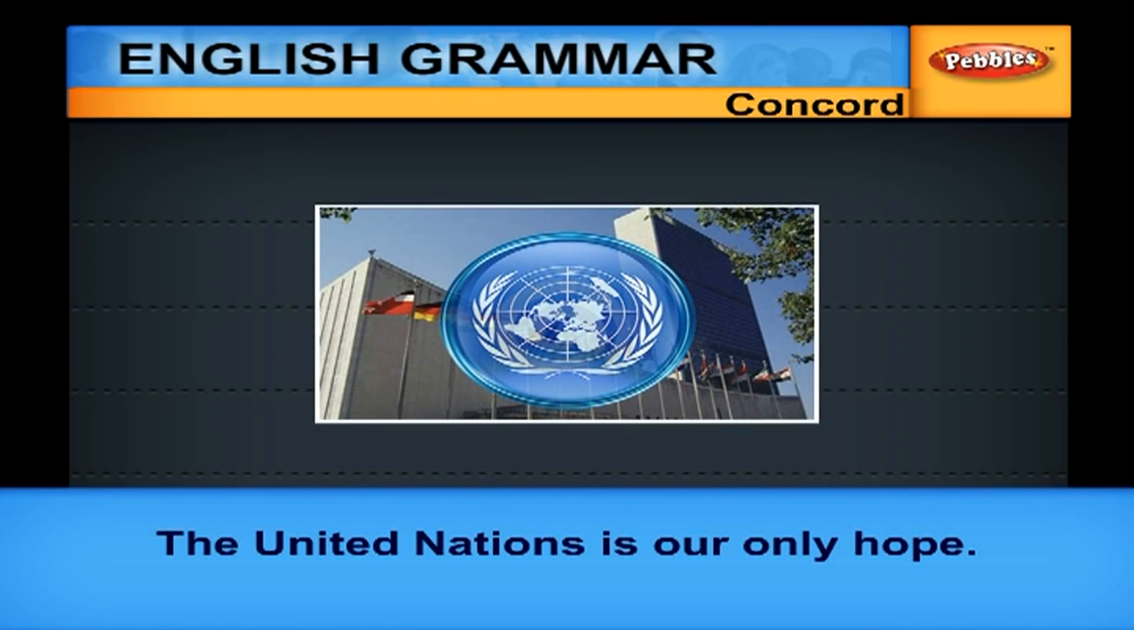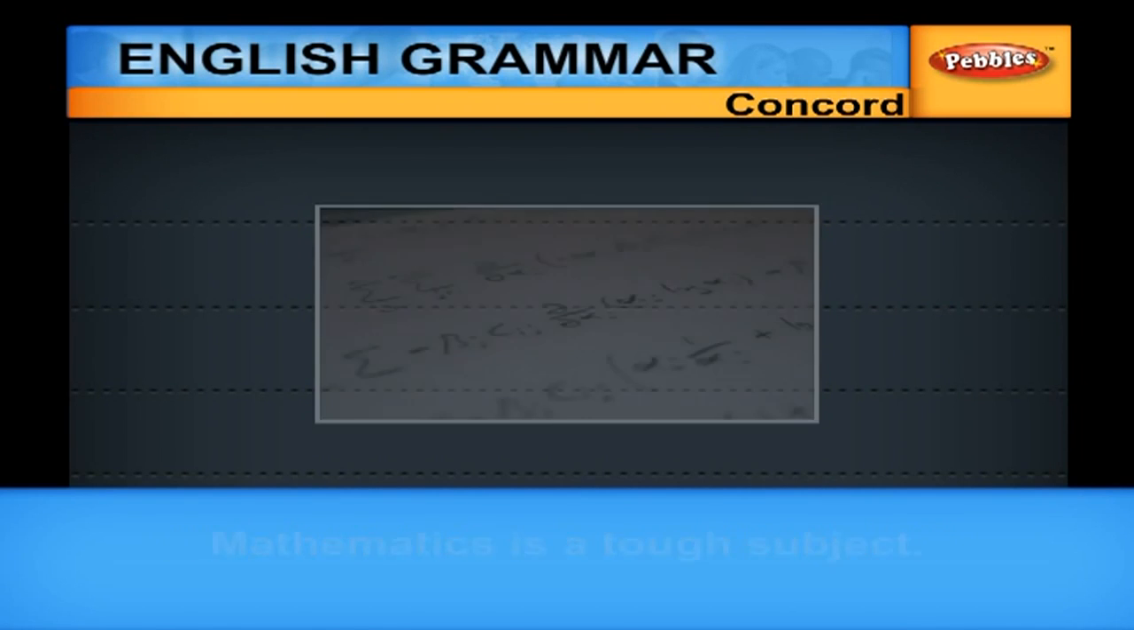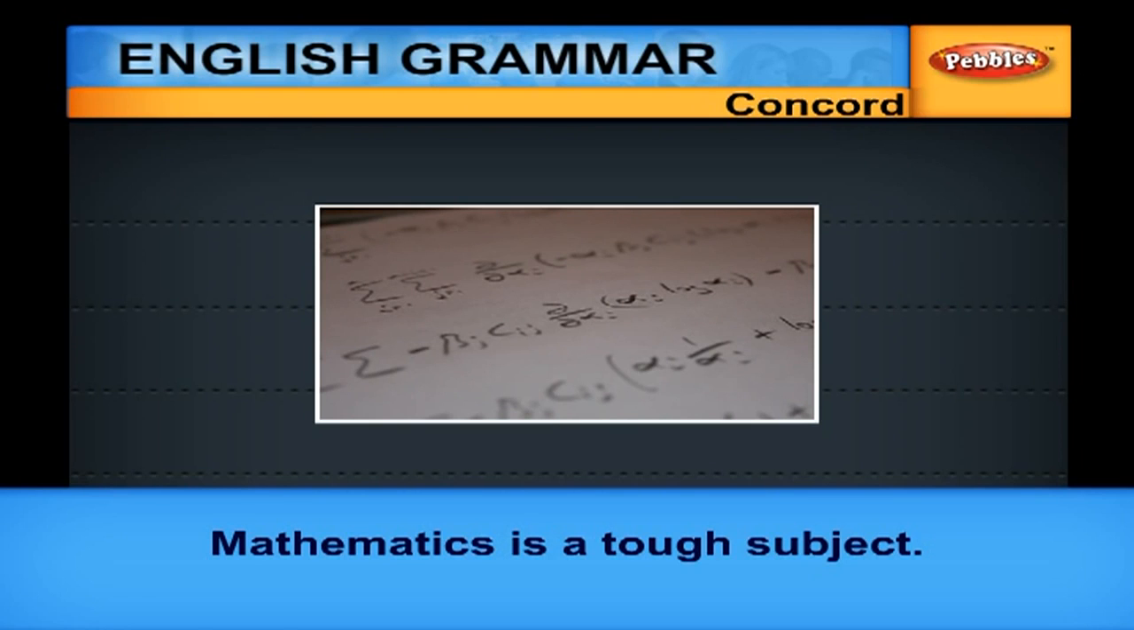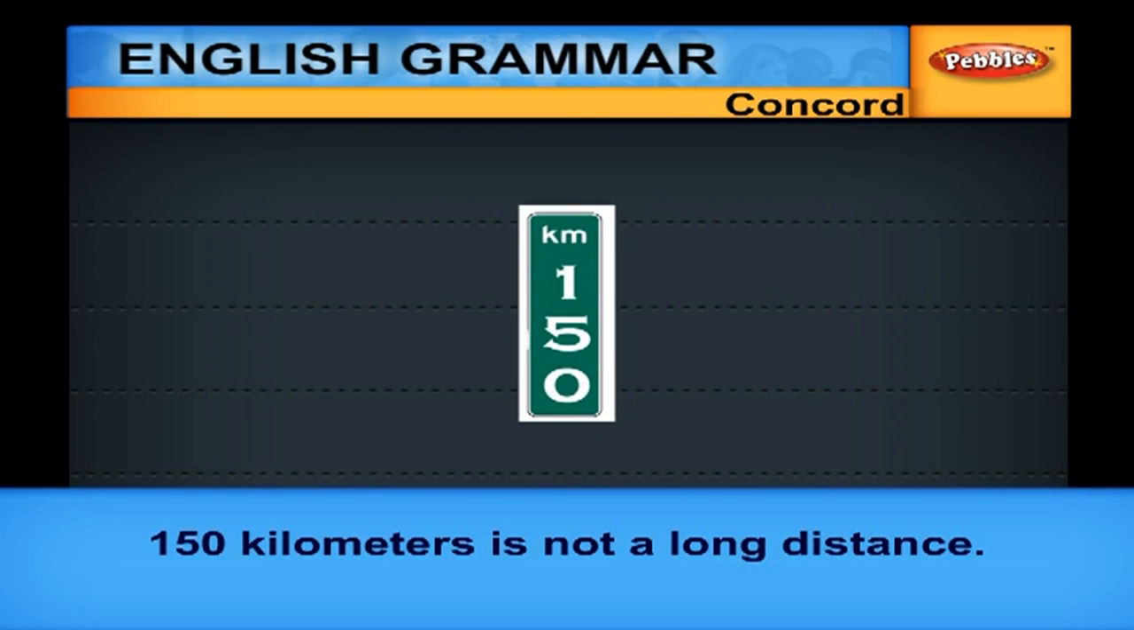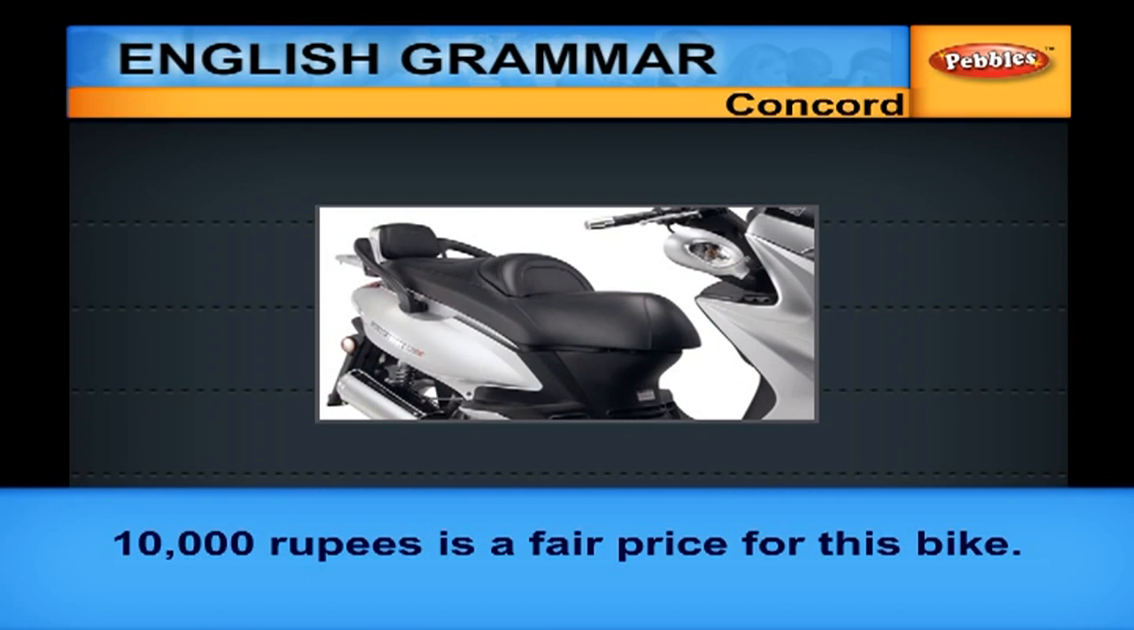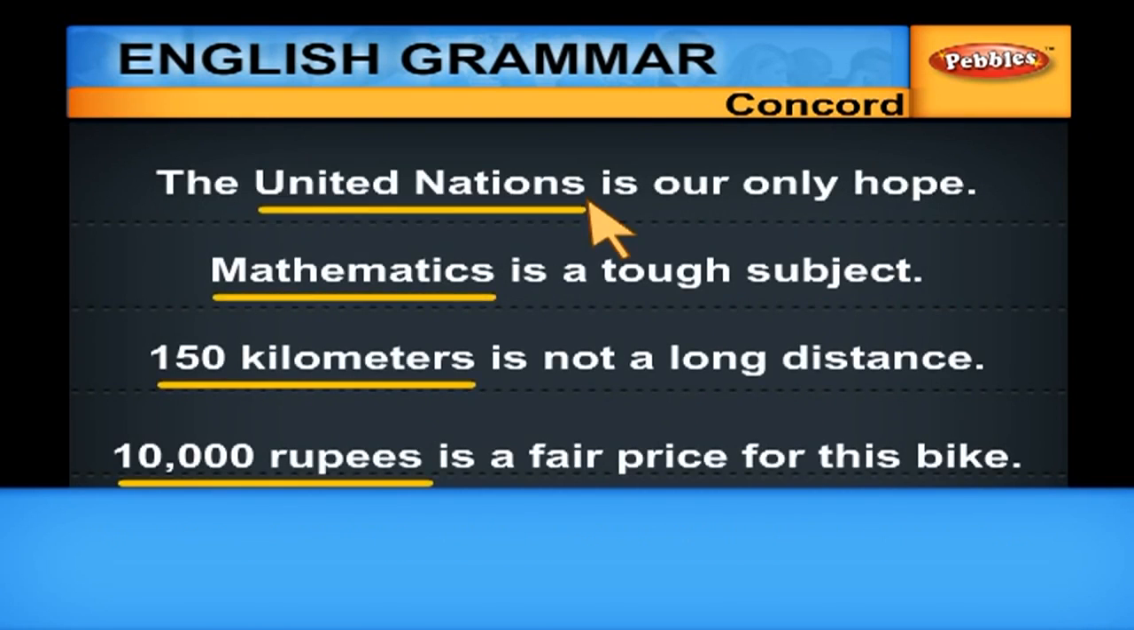The United Nations is our only hope. Mathematics is a tough subject. 150 kilometers is not a long distance. 10,000 rupees is a fair price for this bike. United Nations, mathematics, kilometers, rupees are nouns plural in form but singular in meaning. So, they take the singular helping verb is.